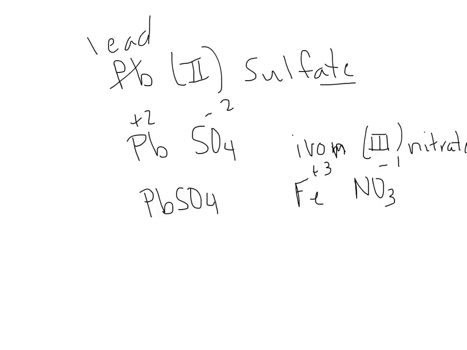So we need to switch these this time because they don't cancel out. So that means we need 1 iron and we need 3 nitrates. Now we don't want it to look like 33, so we make sure we put parentheses around any polyatomic ion when we need more than 1. So we don't need to write the 1. We put the polyatomic ion in parentheses and put the 3 after it. Iron 3 nitrate, Fe(NO3)3.